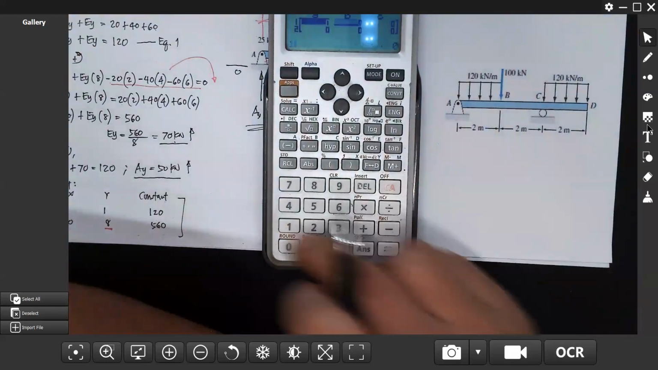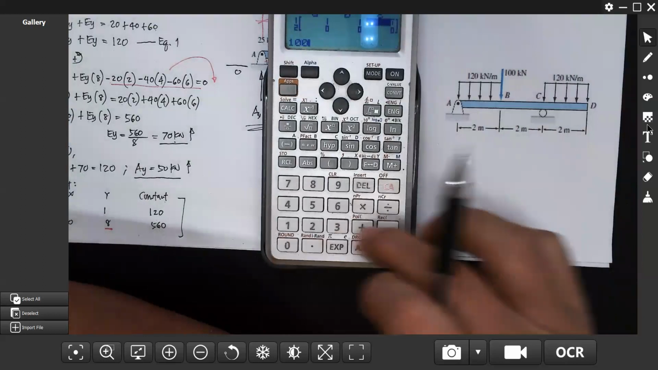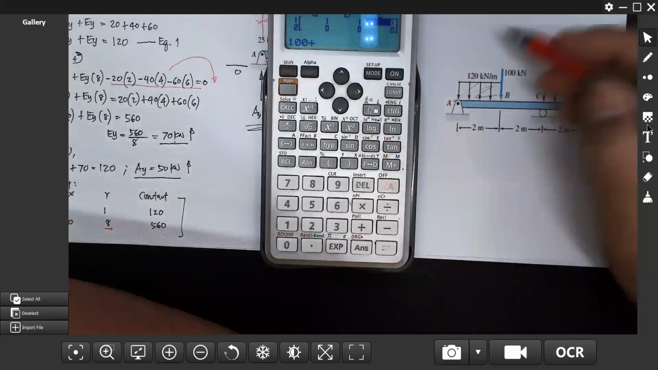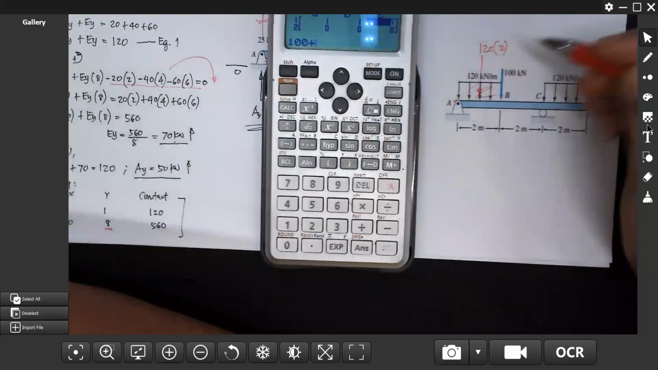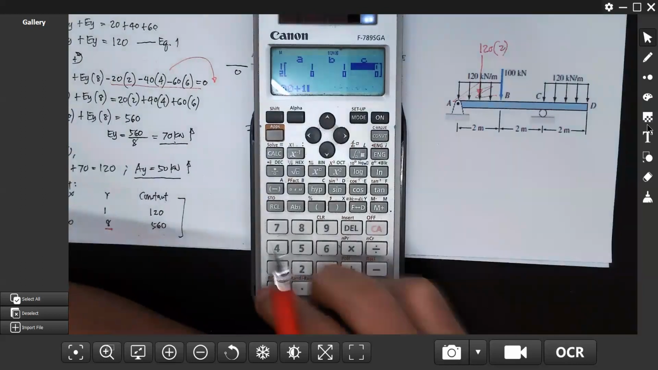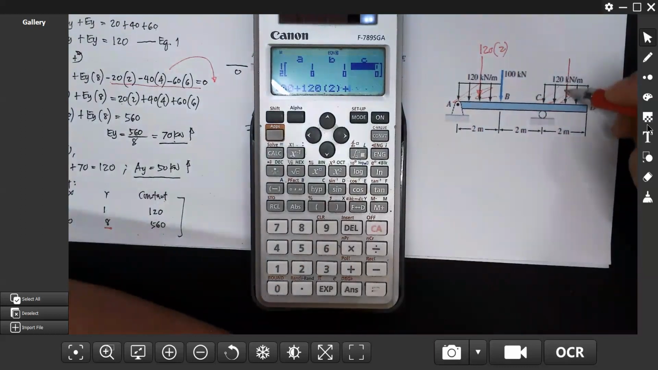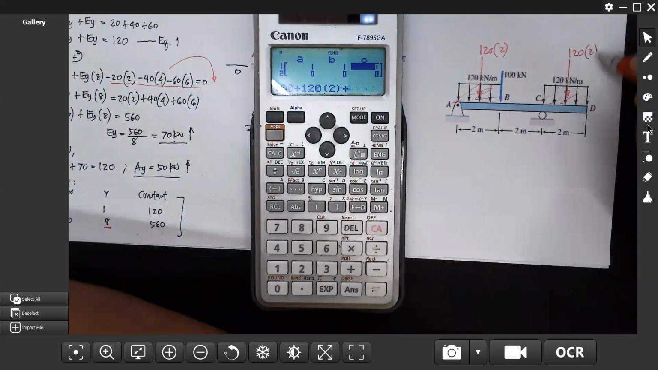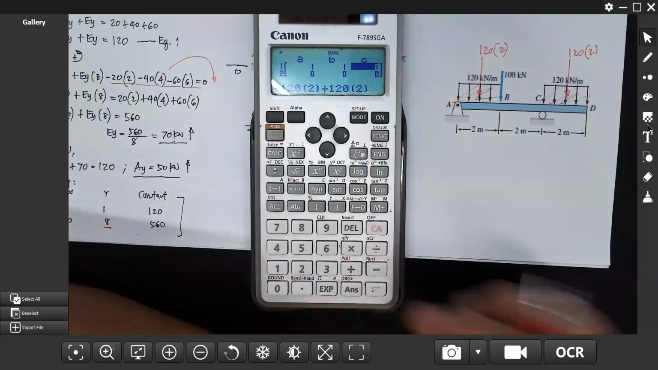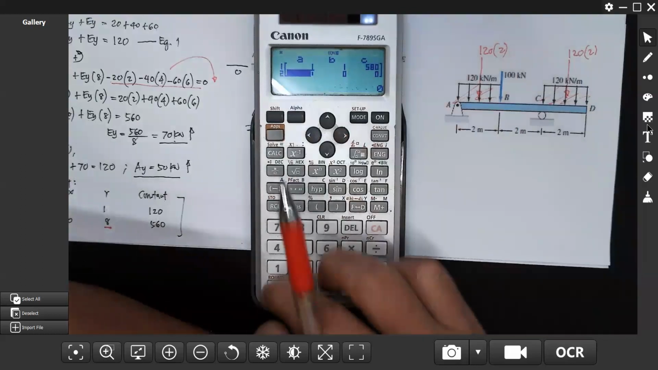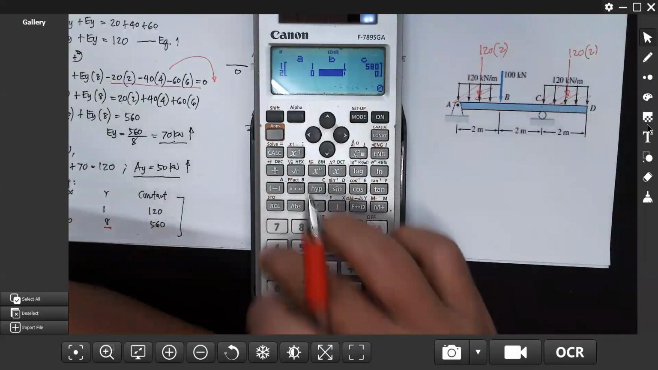And the last one is this. You have 1. Okay. Force. You have 100 plus this one. Resultant. 120 times 2. Okay. So we have 120 times 2 plus this one. 120 times 2 also plus 120 times 2. Okay. For the second line, 0 and then distance between support A to C, that's 4.